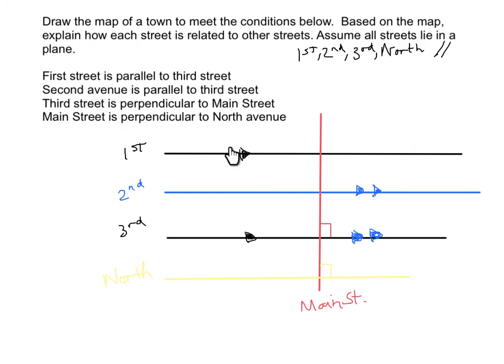It also said First and Second were parallel to each other. First and Third were parallel to each other. And Second and Third are parallel to each other. Therefore, First and Second have to be parallel to each other as well. So all three of these are parallel, and if the three of them are parallel, they're also parallel to the fourth one. The other thing that you know is that Main is perpendicular, that's an upside down T, that's the symbol for it, to all streets. Okay, Main is also perpendicular to all streets.